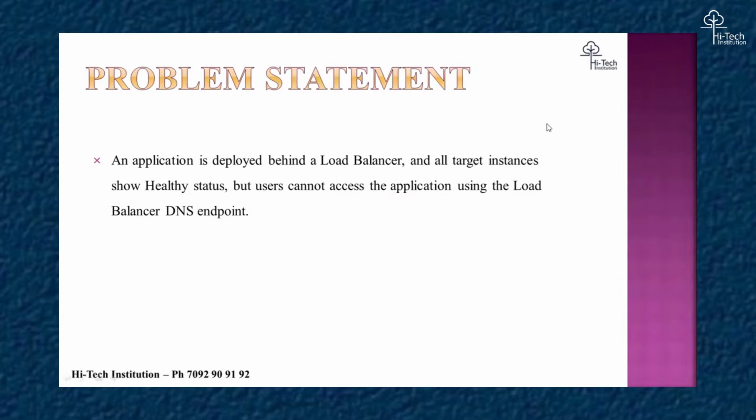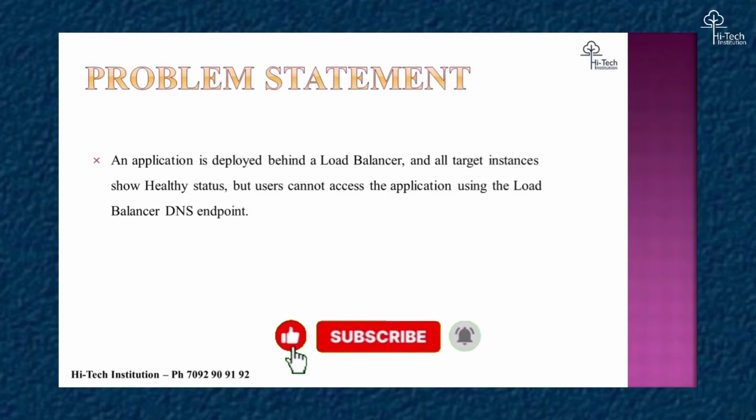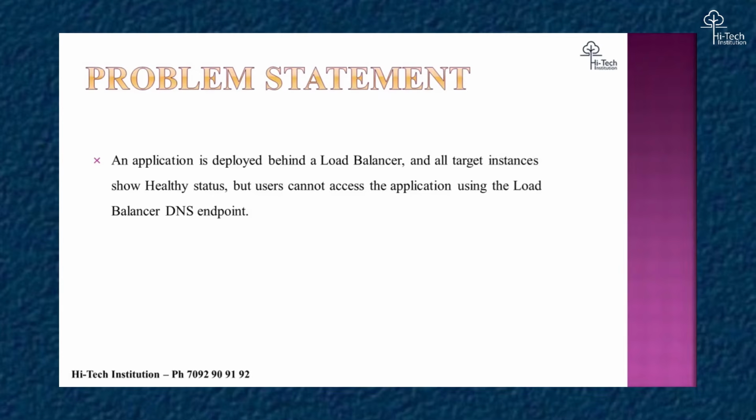The problem statement: an application is deployed behind the load balancer and all target instances show healthy status, but users cannot access the application using the load balancer's DNS endpoint. Basically, my application is currently deployed on an AWS EC2 instance. We are using a load balancer in AWS. Usually, my client will access my load balancer URL to access my application. Suddenly, it stopped working. When I checked the load balancer side and the EC2 instance side, it's still showing healthy. Everything is green, but users are not able to access the application. That is the scenario right now.